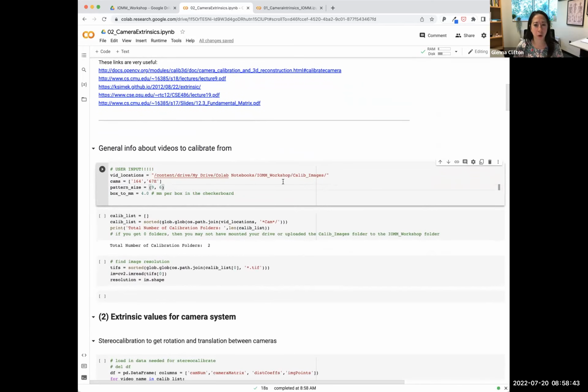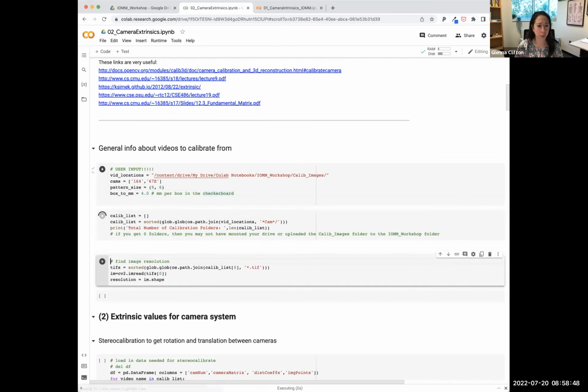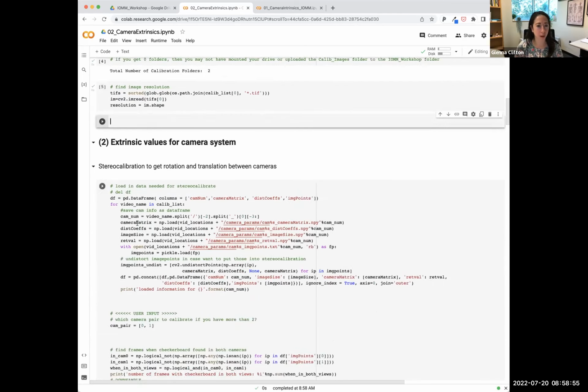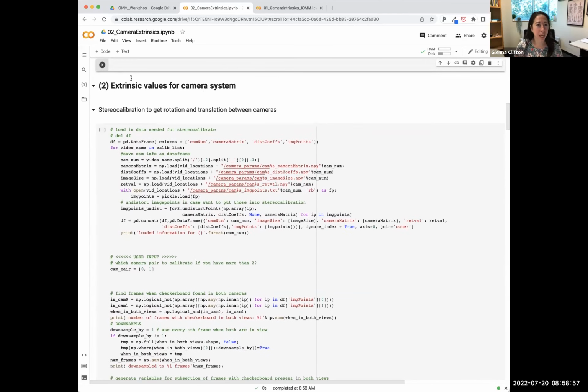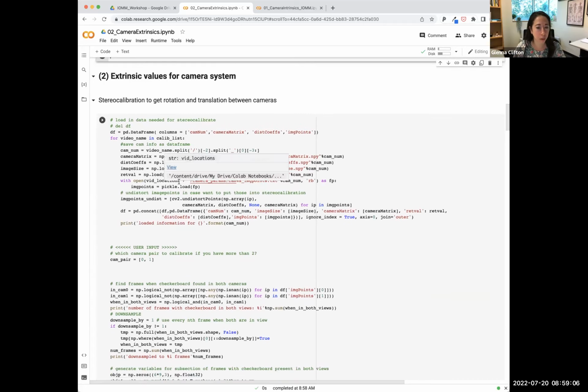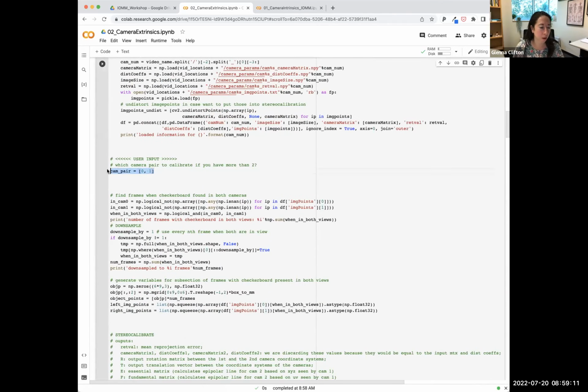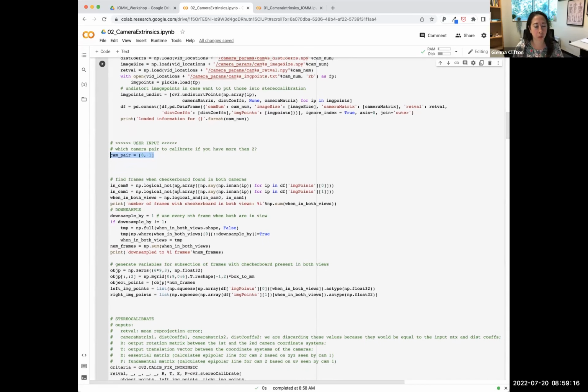Okay, again, we're going to tell it where all of the information is, those calibration images. We're going to find where all of the folders are, and where the information about all of the images that we have is. So first we're going to get this stereo calibration, the extrinsic values. We're going to load in all the information we have about the cameras, including the intrinsic parameters that we saved beforehand. We're going to tell it which camera pair, if you have more than 2 cameras, this is important, that you're calibrating relative to each other.